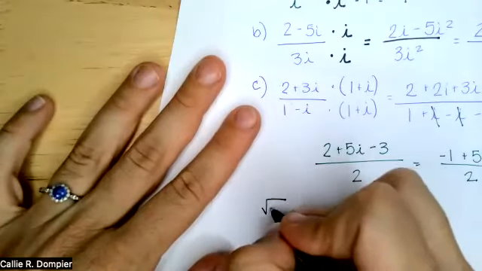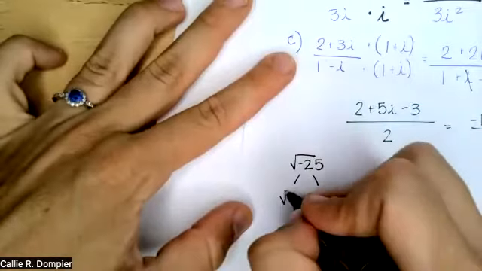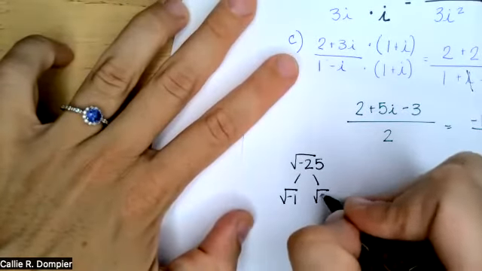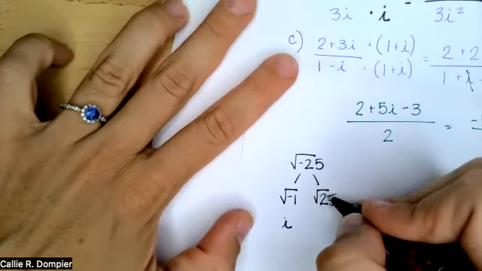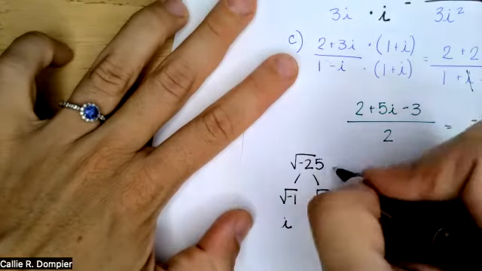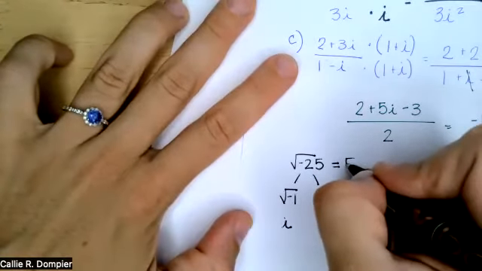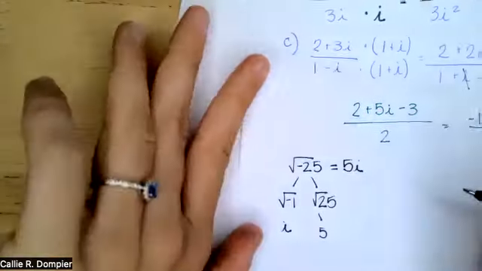The square root of -25 factors to the square root of -1 and the square root of 25. The square root of -1 becomes i. The square root of 25 is 5. So the square root of -25 is 5i.